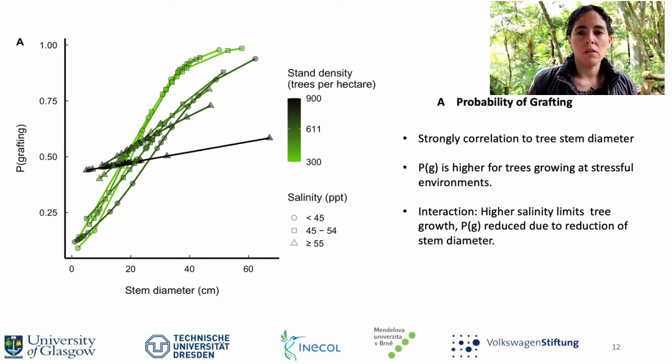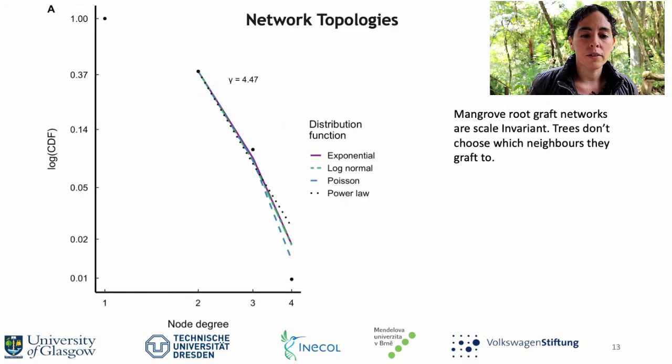And when we see the distribution function of the network properties, we find that they might follow a power law distribution. That would mean that root grafts are not following a random process, but this cannot be fully accepted because we cannot reject random network formation. This means trees are not necessarily choosing which neighbors they will graft to. This might be a random process related to how close the neighbor is or how genetically compatible they might be.